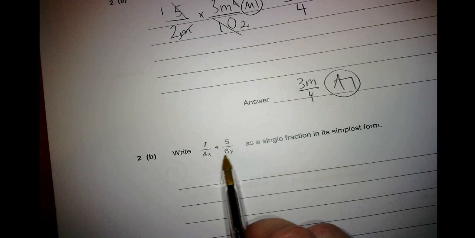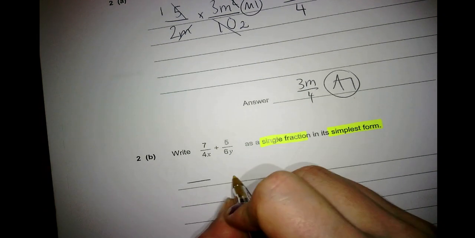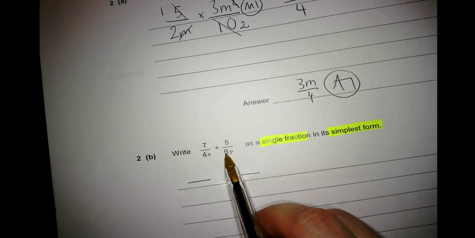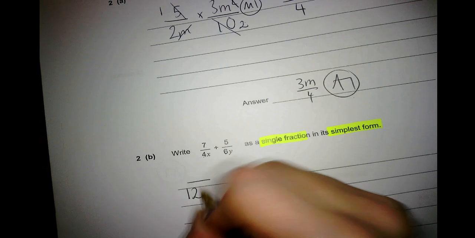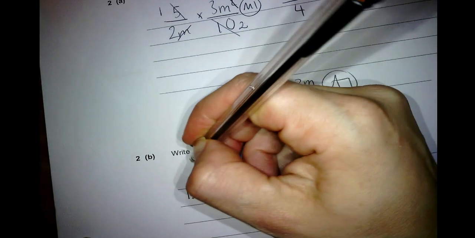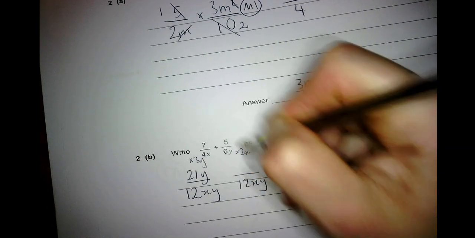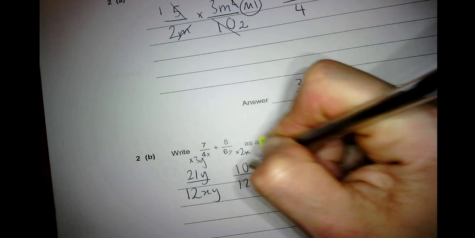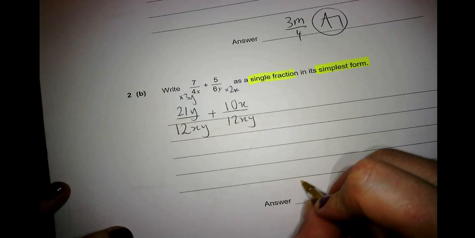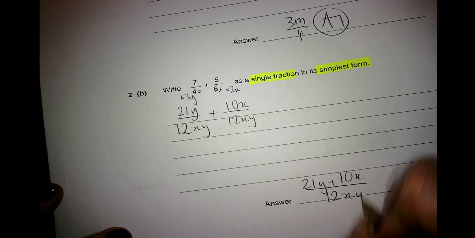2b, write this as a single fraction in its simplest form. I'm adding, so I need a common denominator. The LCM of 4 and 6 is 12, so it's going to be 12xy. So I've timesed this fraction by 3y, so my numerator is 21y, and I've timesed this fraction by 2x, so my numerator is 10x. Adding them together gives me 21y plus 10x over 12xy.